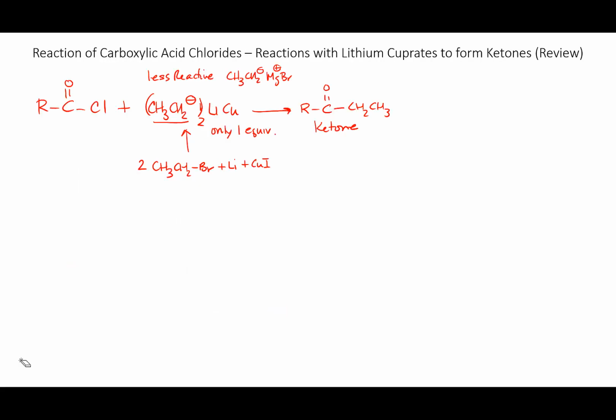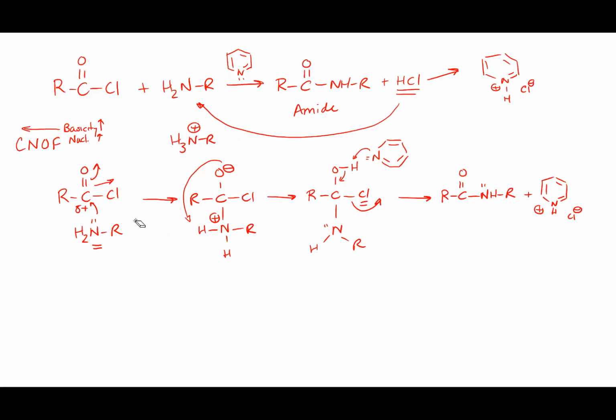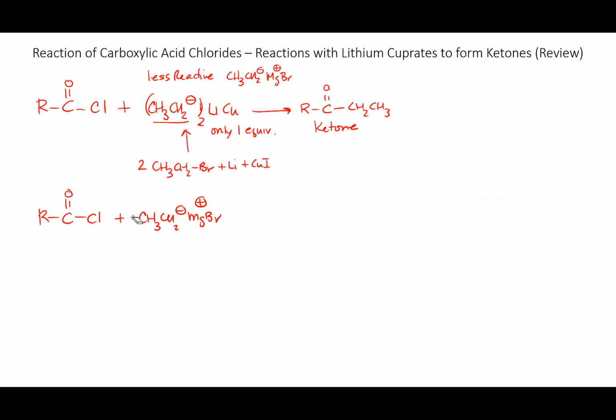Now, just to remind you that when we took an acid chloride and we reacted it with the Grignard, we needed to have 2 equivalents of the Grignard. We need to have 2 equivalents in that reaction, because what would happen is the Grignard comes in and attacks the carbonyl.